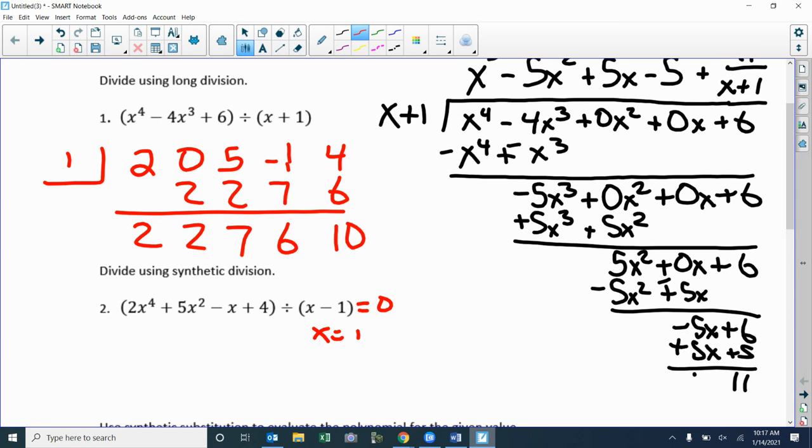We started with a degree of 4 up here, so it's going to be x to the 3rd plus 2x squared plus 7x plus 6 plus 10 over what we divided by, x minus 1.